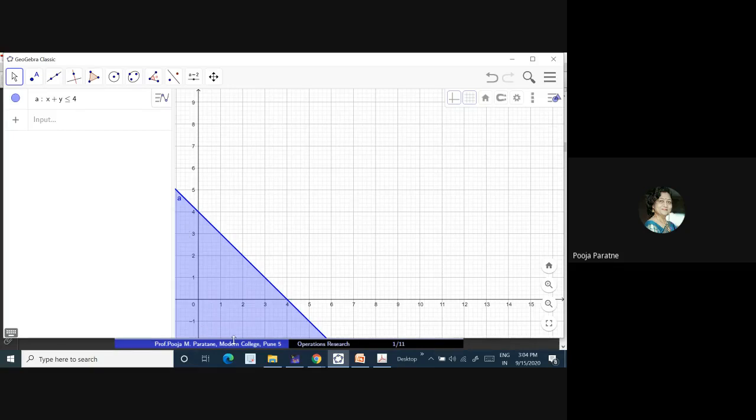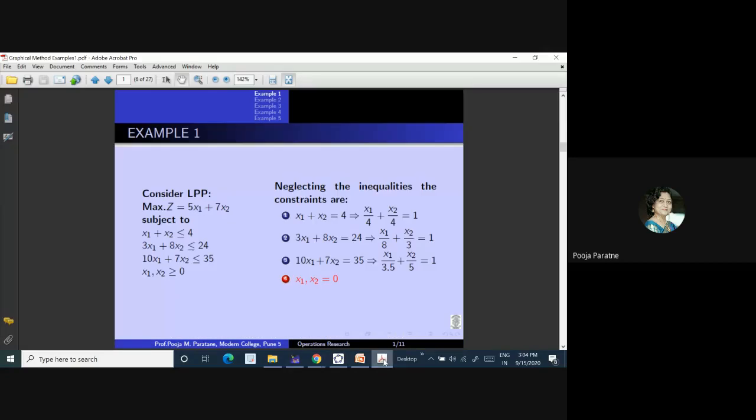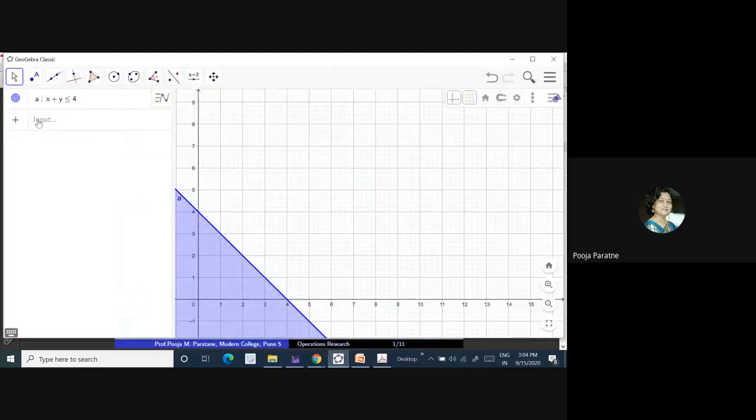Okay, let us go to the second constraint, which is 3x1 + 8x2 = 24, and the inequality sign is less than or equal to. So let us draw this.